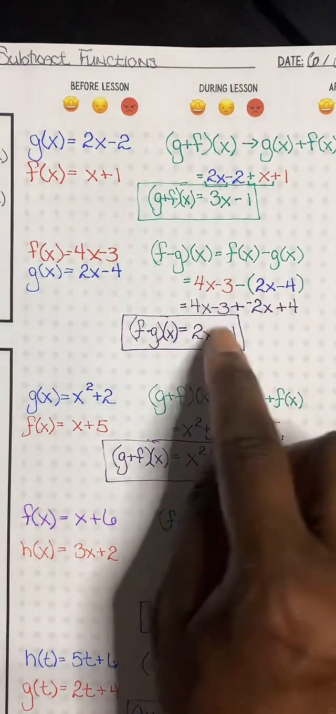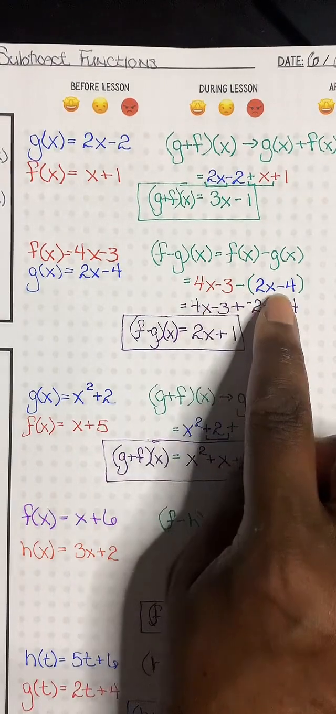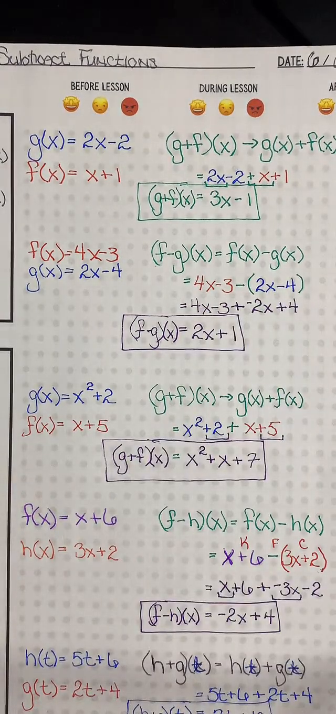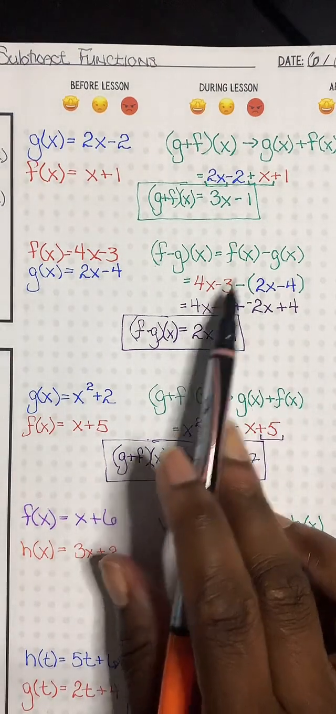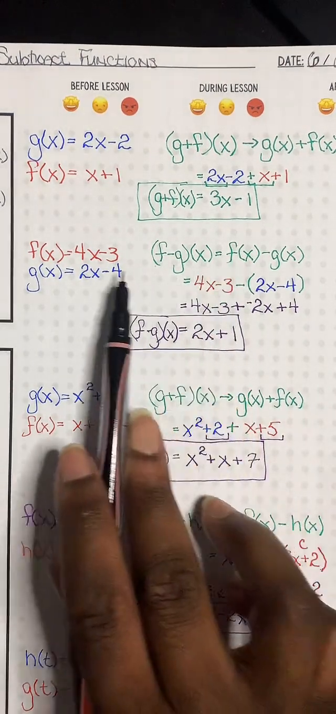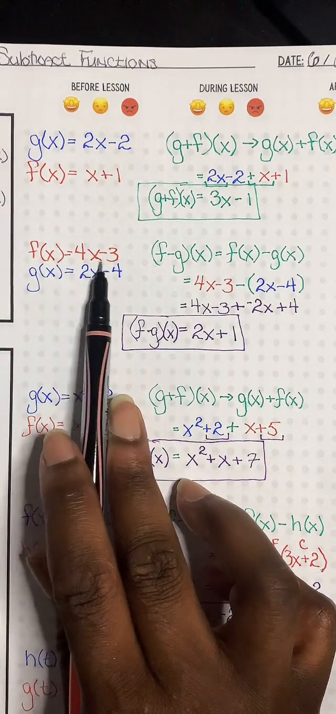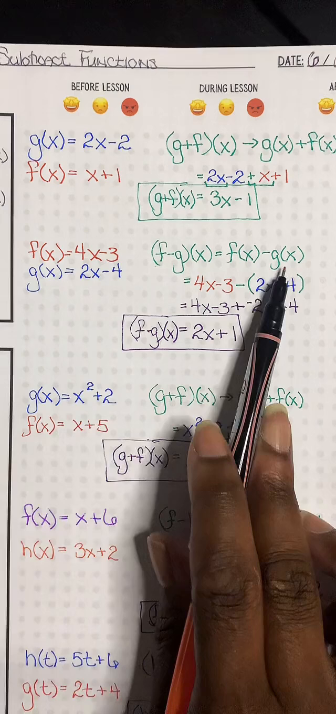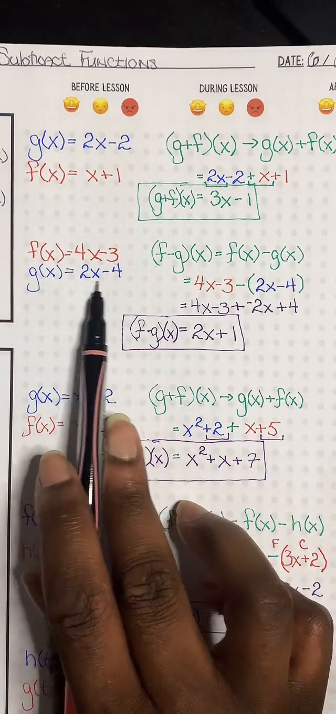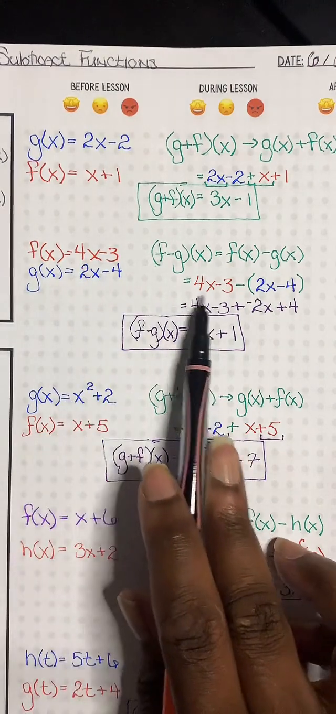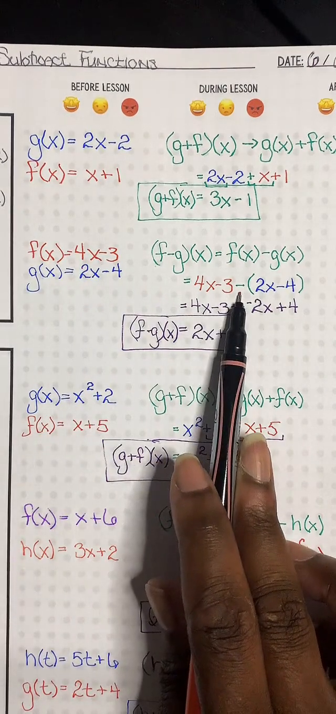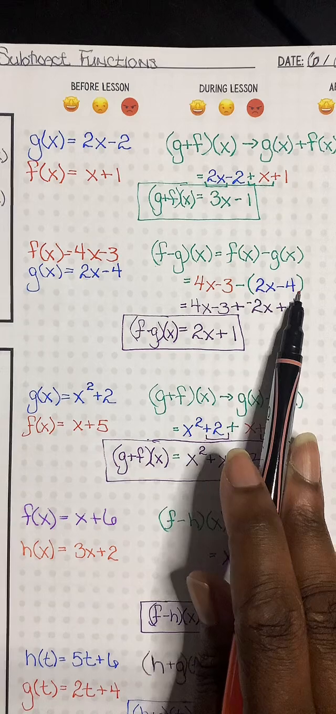Now, when we have subtraction, the only thing I want to change is that when we do subtraction, we want to do keep, flip, change, okay? That KFC. I know I'm always saying it two different ways every time I do this, but here we are. So what do I mean by that? I have my f function, which is 4x minus 3, and my g function was 2x minus 4. So we're taking our f function and subtracting the g function.